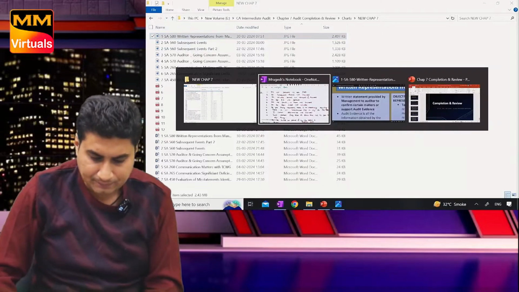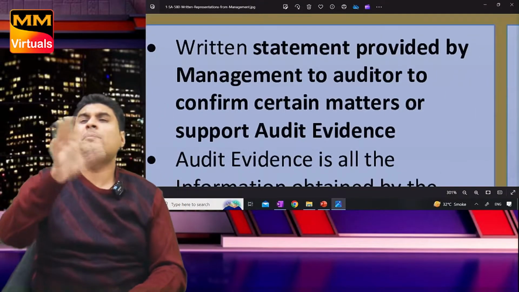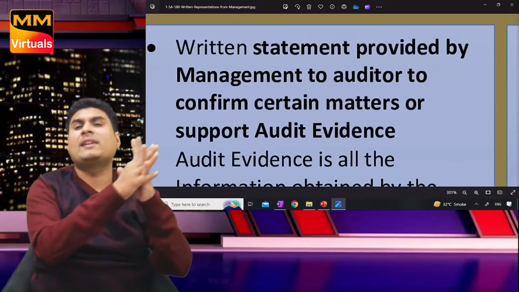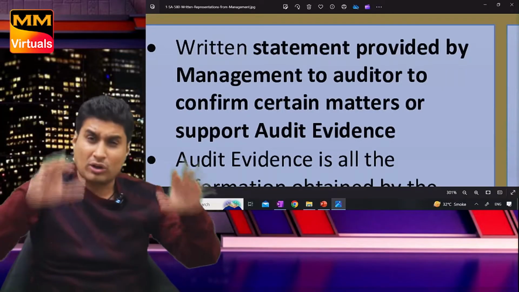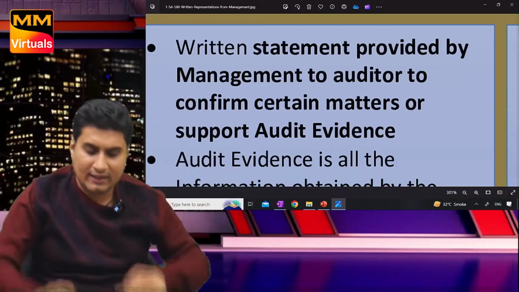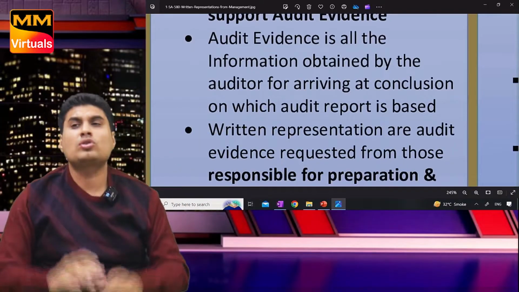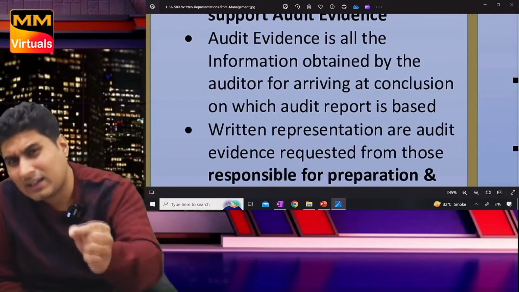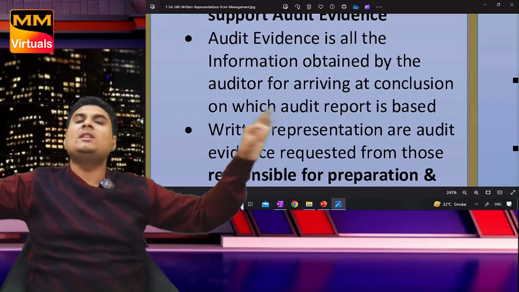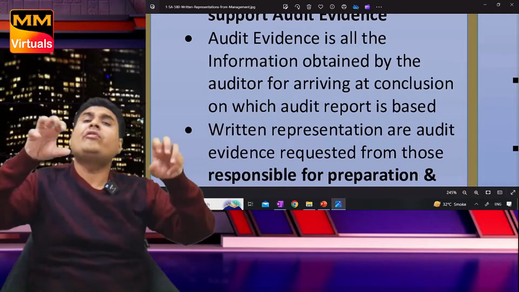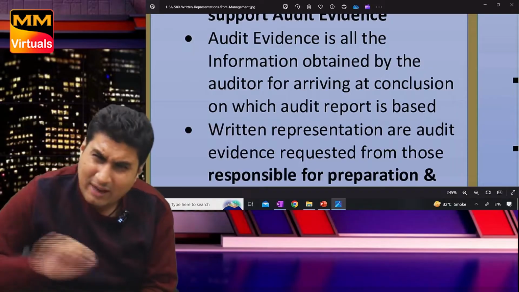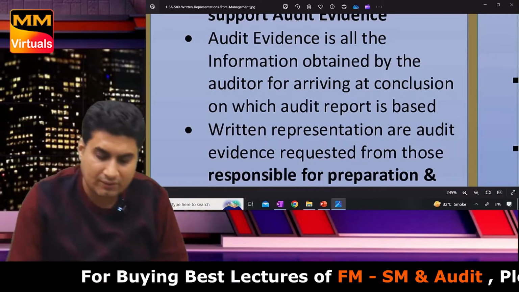Okay, let us read. Written representations are written statements given by the management to the auditor to support certain matters or confirm other evidence. Audit evidence is all the information used by the auditor in arriving at a conclusion on which his opinion is based. What is audit evidence? All information arrived at by the auditor. One such evidence can also be written representation.